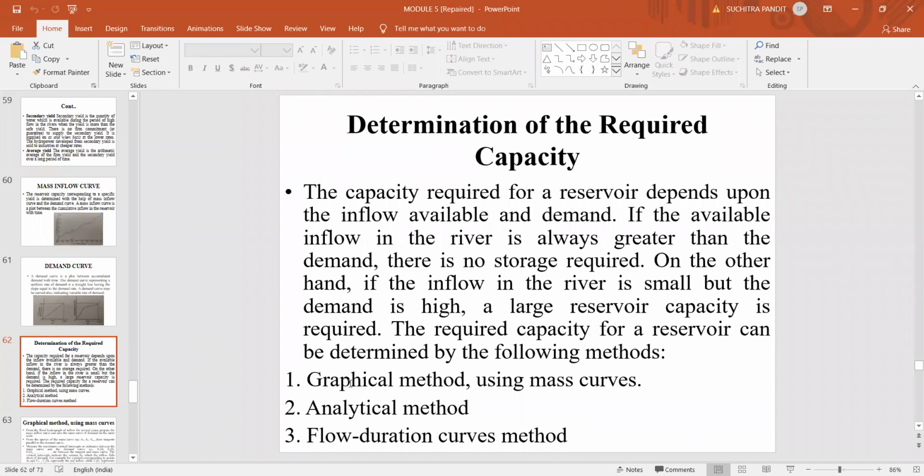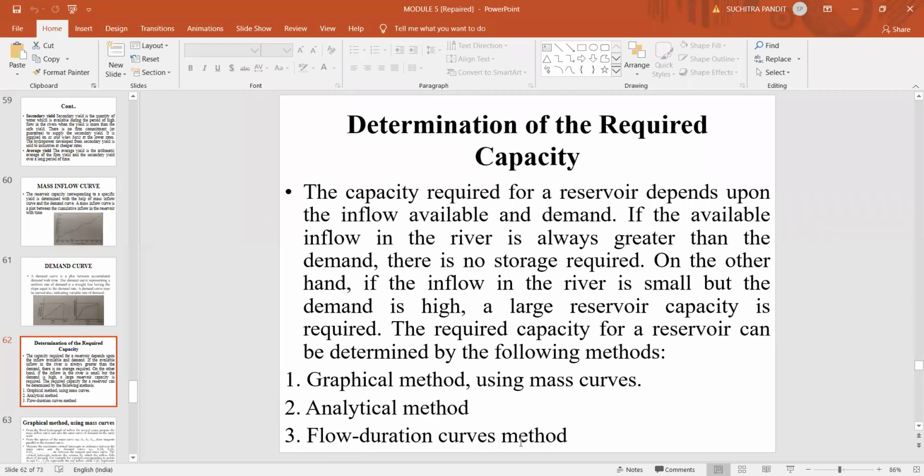Now, the required capacity for a reservoir can be determined by the following methods. These are the three methods by which we can estimate the storage capacity of the reservoir based on the demand. The first one is the graphical method, or by using the mass curve. The second one is the analytical method, and the third one is the flow duration curve method.